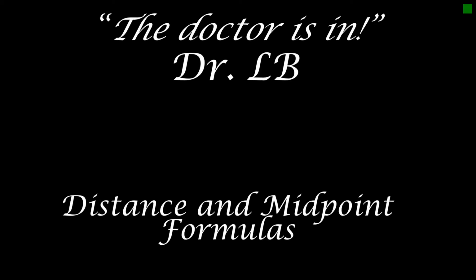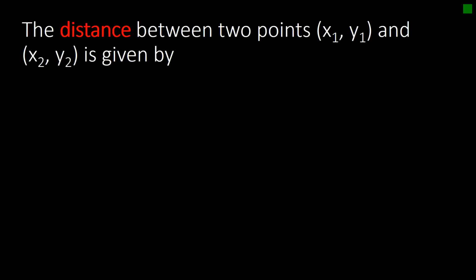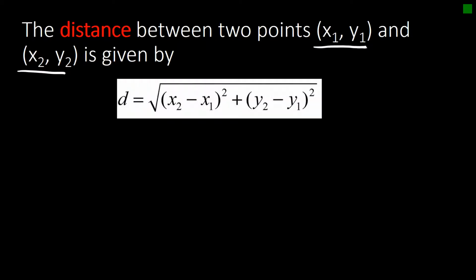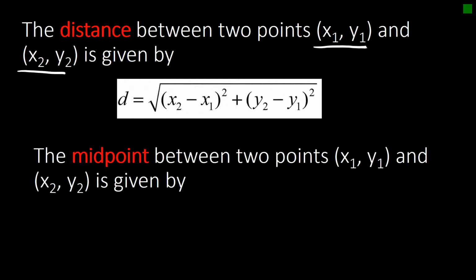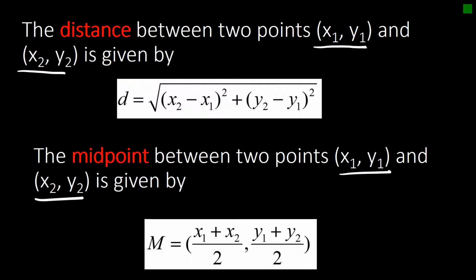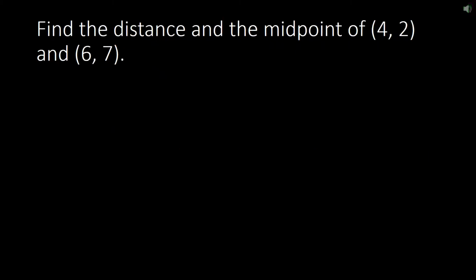Today, we look at distance and midpoint formulas. The distance between 2 points, x1, y1, and x2, y2, is given by the equation, the square root of x2 minus x1 squared plus y2 minus y1 squared. The midpoint between 2 points, x1, y1 and x2, y2, is given by x1 plus x2 divided by 2, comma y1 plus y2 divided by 2.